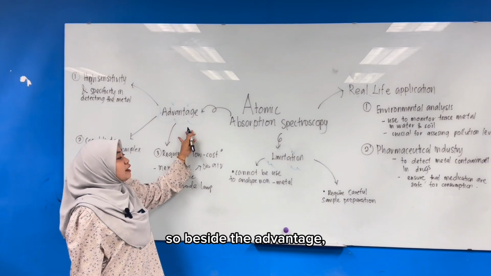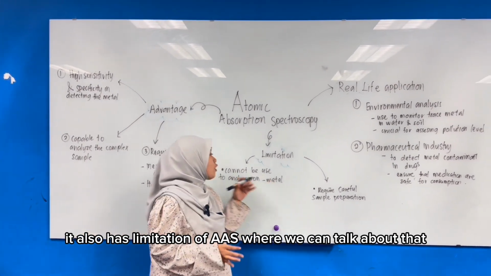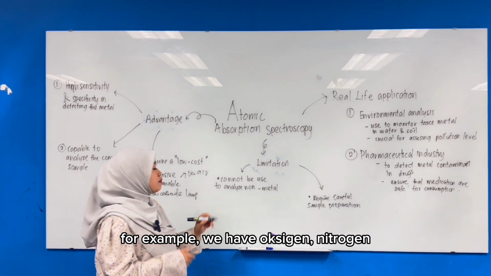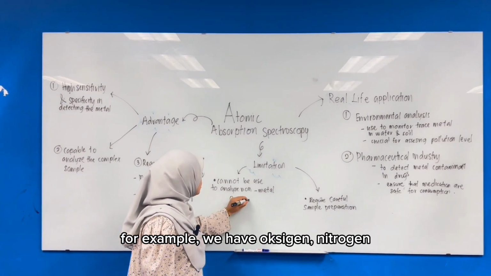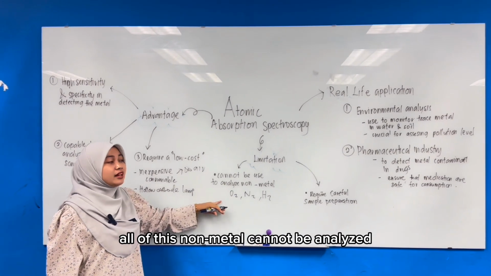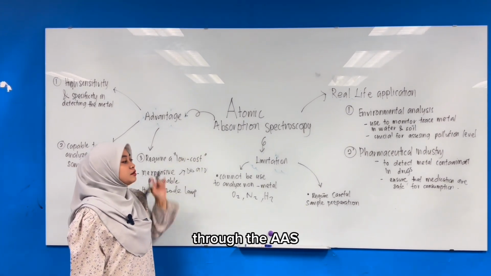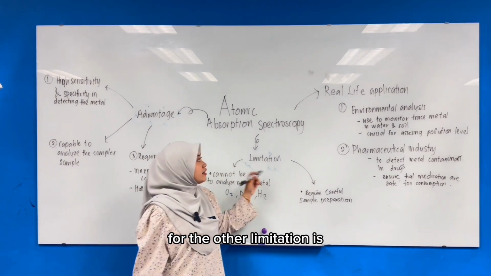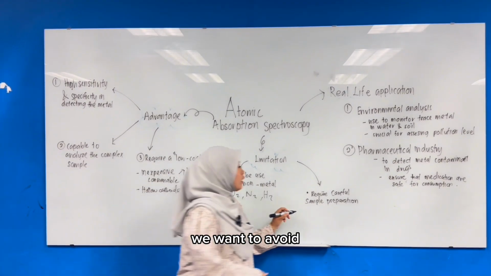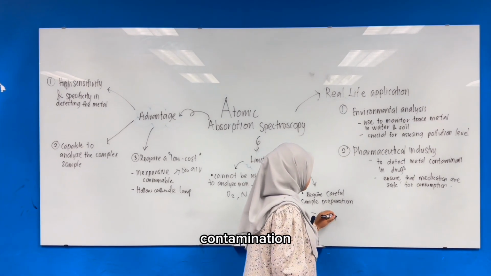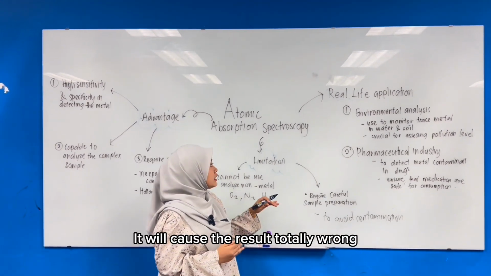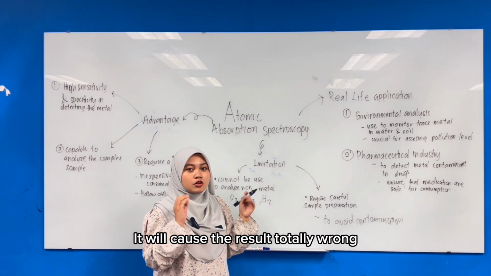Besides the advantages, we also have limitations of AAS. AAS cannot be used to analyze nonmetals, for example oxygen, nitrogen, and hydrogen. All of these nonmetals cannot be analyzed through the AAS. Another limitation is that we require careful sample preparation. This is because we want to avoid contamination. If there is contamination in our reading, the result will be totally wrong.